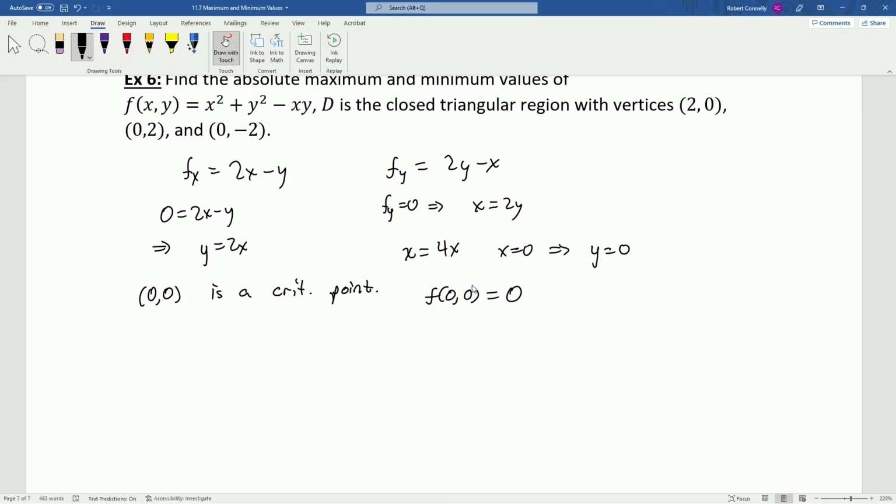Now, we've dealt with our critical points. Now we have to deal with the boundary of our region. So let's try to draw that here. So this is (0, 2). This is (2, 0), and (0, -2). And so you get this triangle.